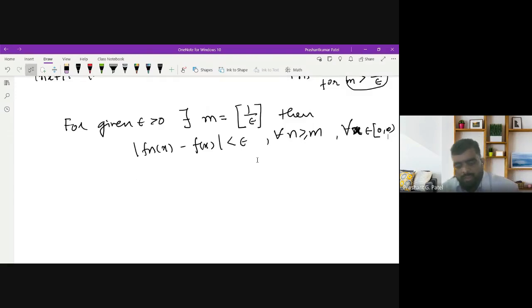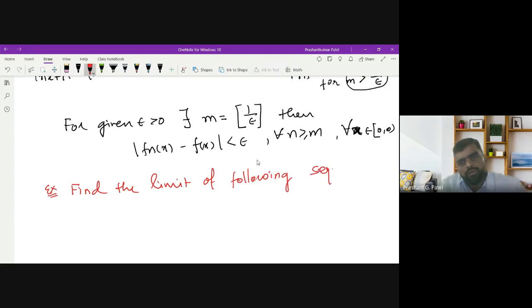So here I am giving you a couple of examples to find out the pointwise limit. No need to go with the epsilon delta definition. You just need to give me the answer: what will be the limit of that function? I think it is easy to calculate. So the questions are: find the limits of the following sequences of functions in the given domain.